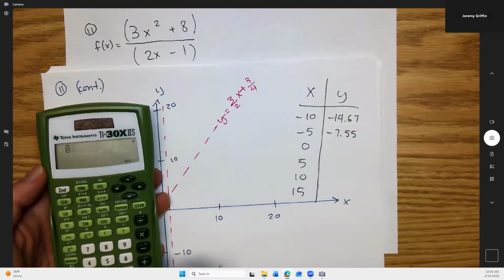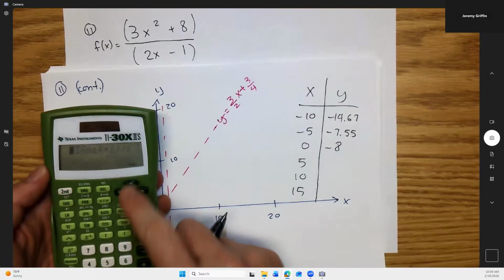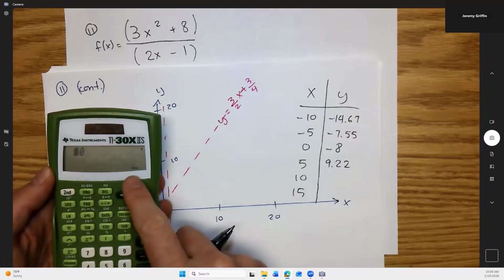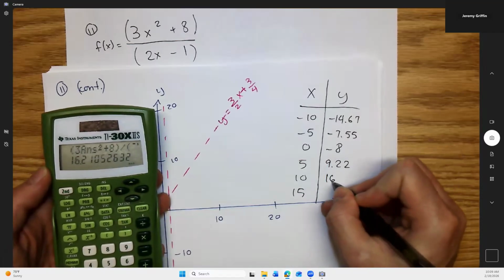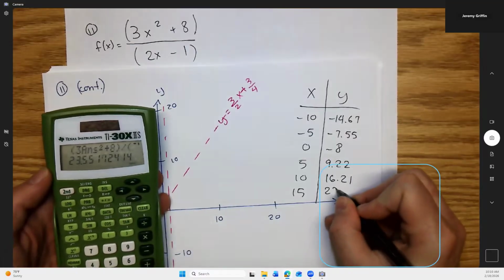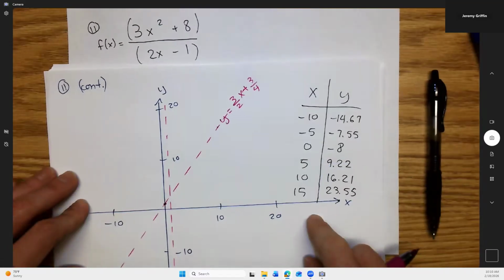-5 gives -7.55, 0 gives -8, 5 gives 9.22, 10 gives 16.21, 15 gives 23.55. Okay. Get those coordinates here.